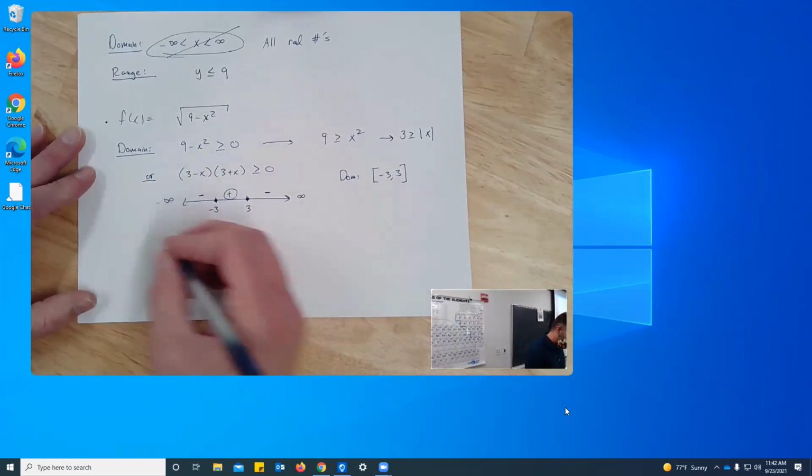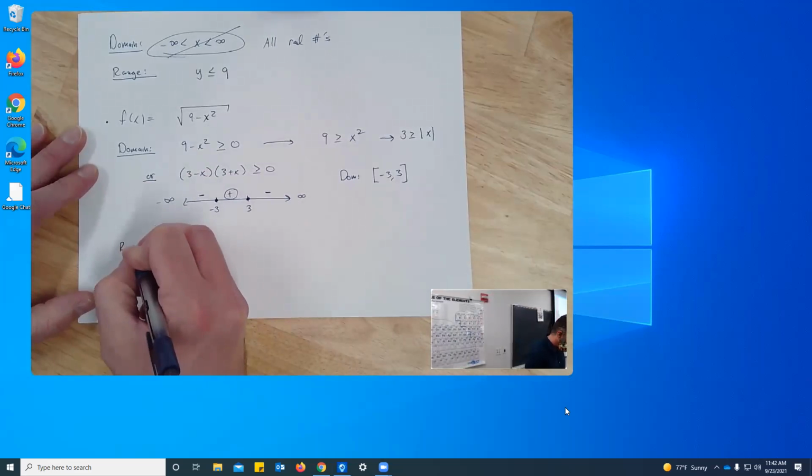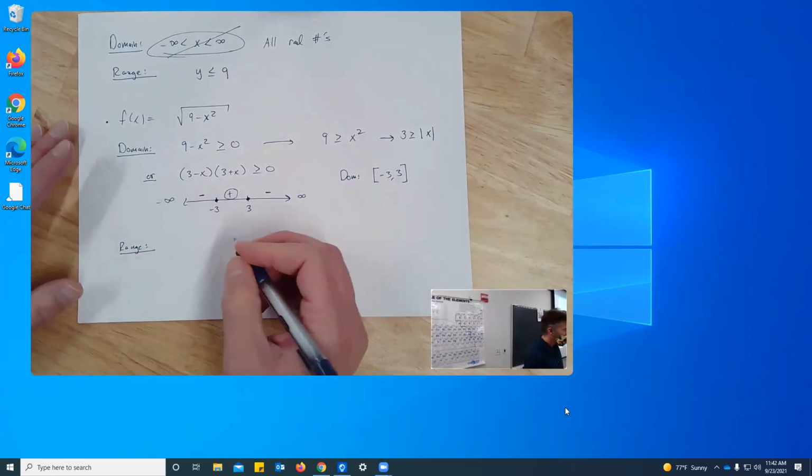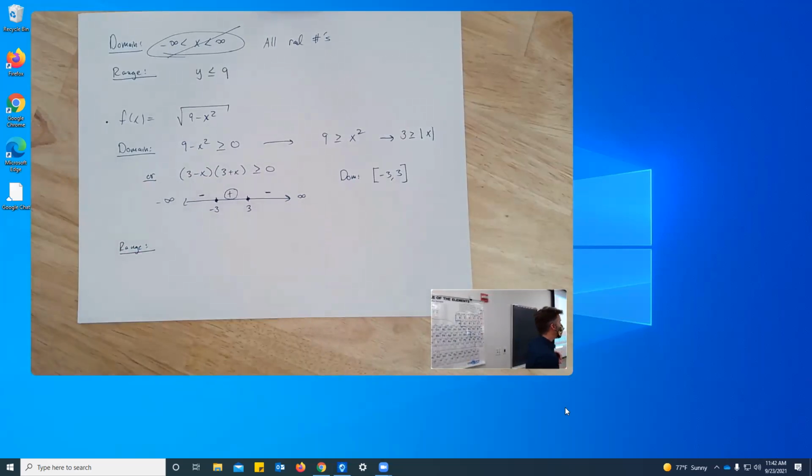Range is probably easiest to see if we graph the thing first. I suppose we could, but let's say we didn't want to graph it first. When you're talking about a square root, first of all, what kind of numbers do we get when we take the square root of something?